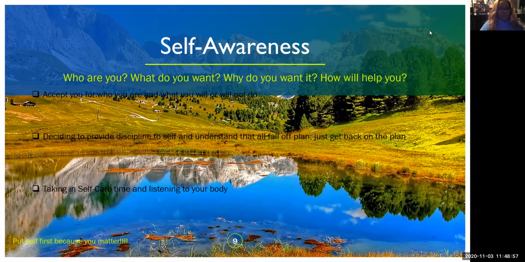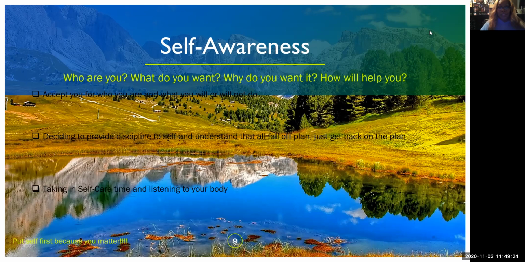Self-awareness again. Who are you? What do you want? Why do you want it? How will it help you? So that means accepting you for who you are and what you will or will not do. Understand who you are. Understand what you want to do, what you will not do.